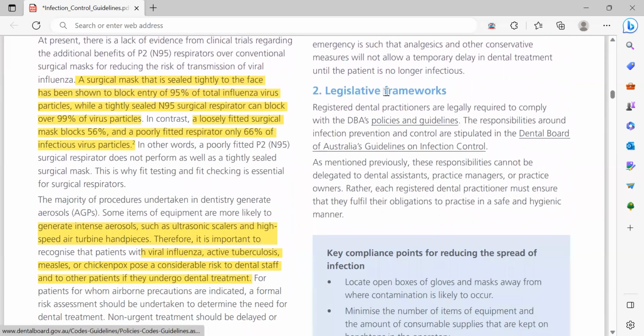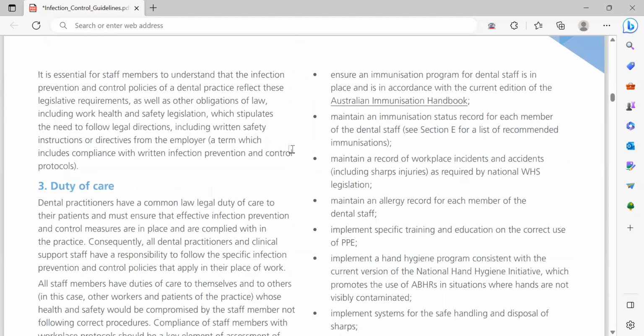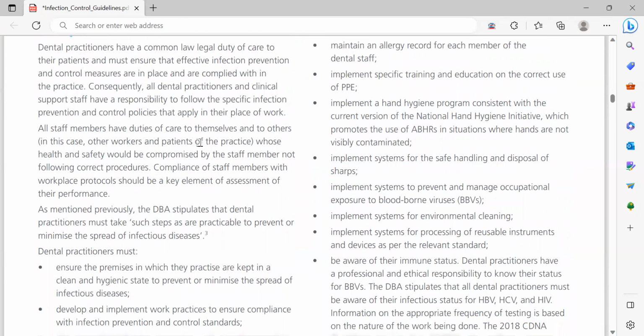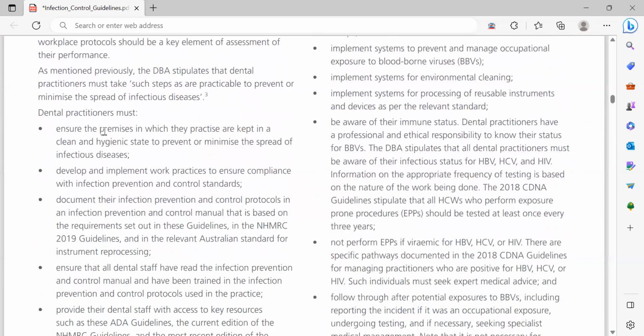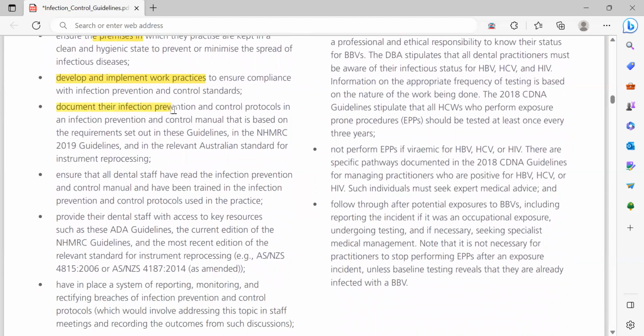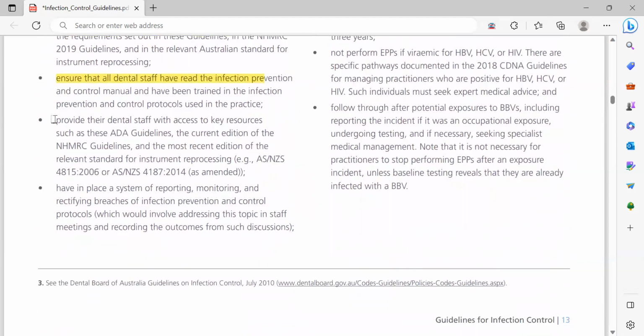Then there are some legislative frameworks, the policies and guidelines that you need to cover. It is not very important. And the duty of care of the dental practitioner is that you should be responsible. You must ensure that the premises are clean, that infection control is developed, and implement work practices and document the infection prevention and control protocols. Ensure that all staff have read the infection control guidelines, and provide dental staff with access to key resources such as the ADA guidelines and the current editions.